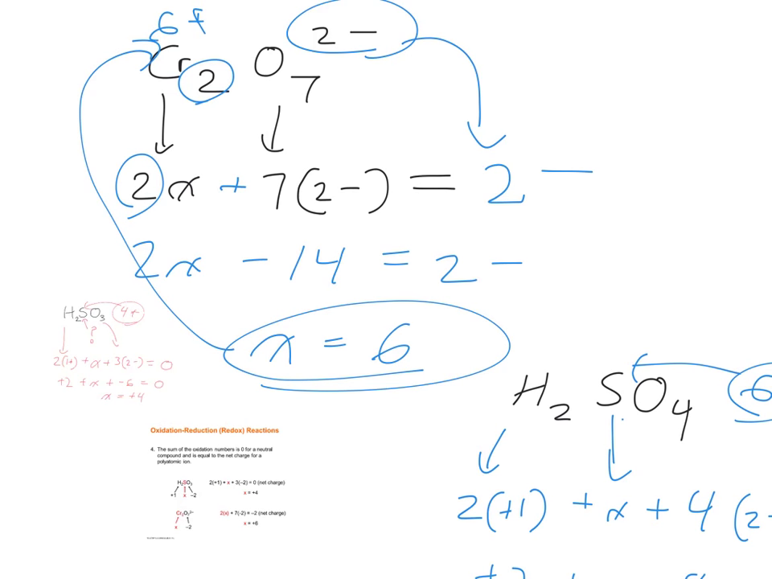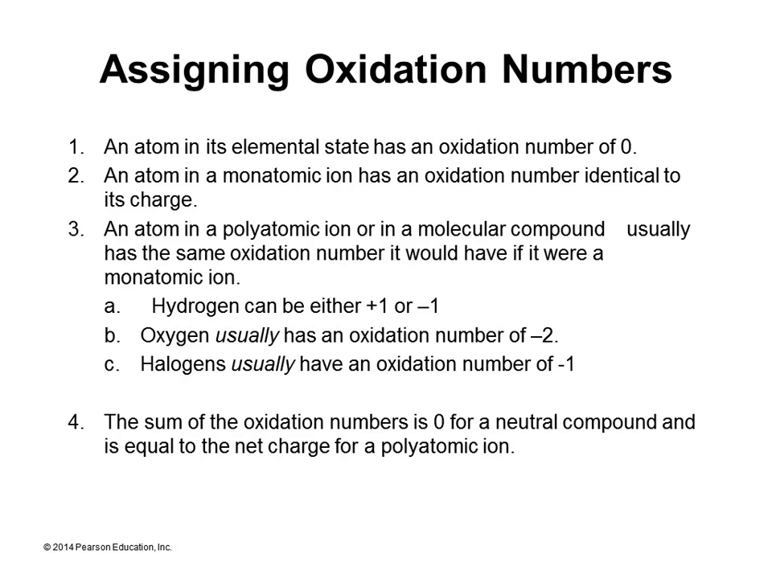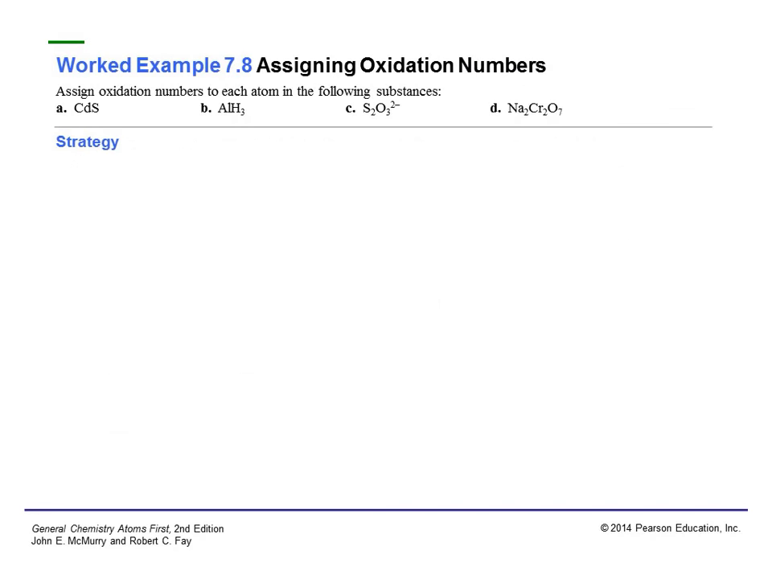Let's take a look at some more examples. Here's the slide I was talking about. If you haven't already, print this out, and I printed it out full page style so that I had it with me while I was working the homework. Alright, assign oxidation numbers to each atom in the following substances.